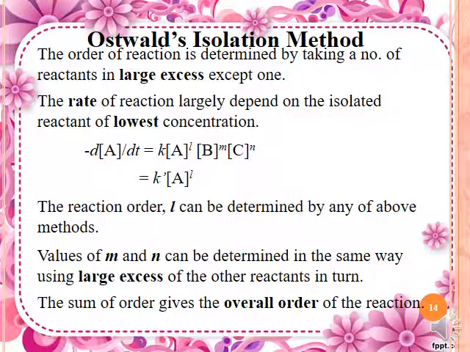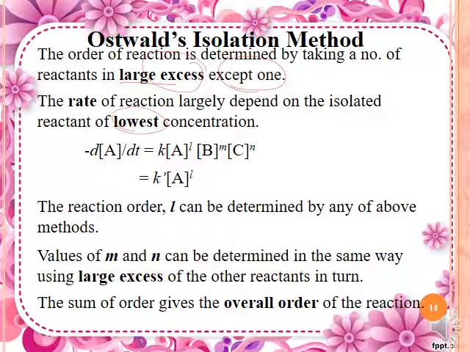Next we move on to the last method to determine the order of reaction, which is Ostwald's isolation method. This method is done by taking a number of reactants in large excess except one. So the rate of the reaction will be dependent on the isolated reactant, or the one of lowest concentration. Remember, the remaining are in excess, except only one.